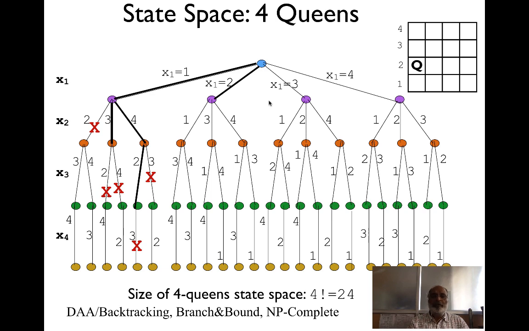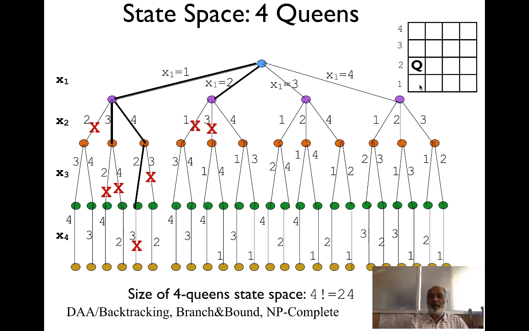I start with x1, then x2. x2 can take value 1. But if I take value 1, this queen will attack it, so I cannot branch across this tree. The next possibility is, because I cannot place it in the same row, I take value 3 for x2. When I take value 3 for x2, this position again gets attacked. That means we can't proceed further, so we don't have to explore.